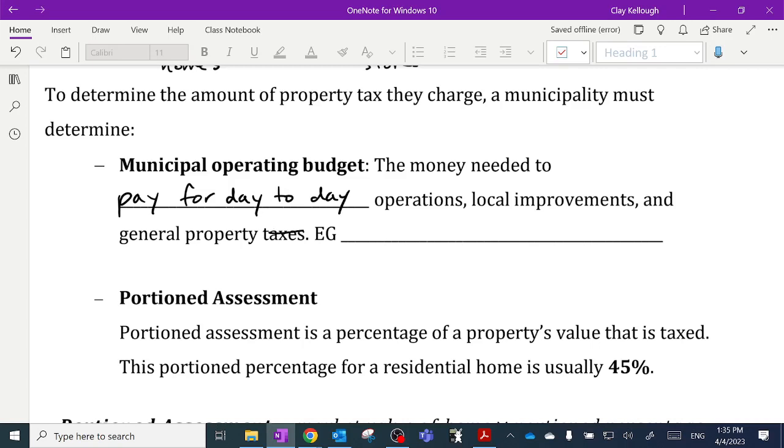I think they mean general property upkeep, not taxes. Examples. Let's give some examples. What are the big things that your city, town, village have to pay out of property taxes? Anybody want to guess at some?